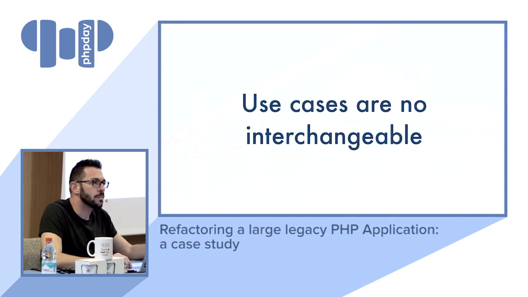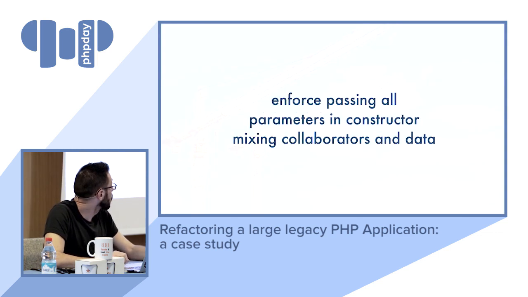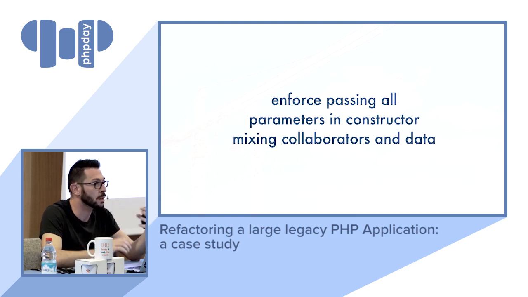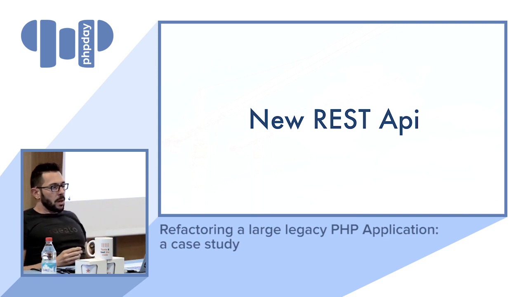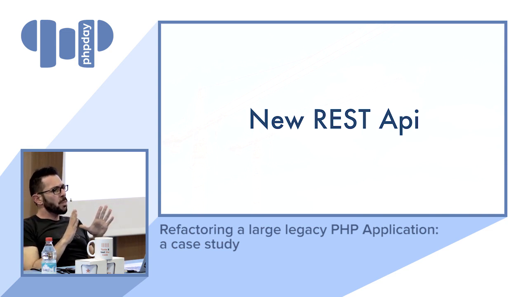As I said, use cases are not interchangeable, and that approach forces us to pass all the parameters in the constructor, missing collaborators and data, which is not good. Okay, what else? When we were doing that, we got the opportunity to develop a brand new part of the application, new REST APIs.